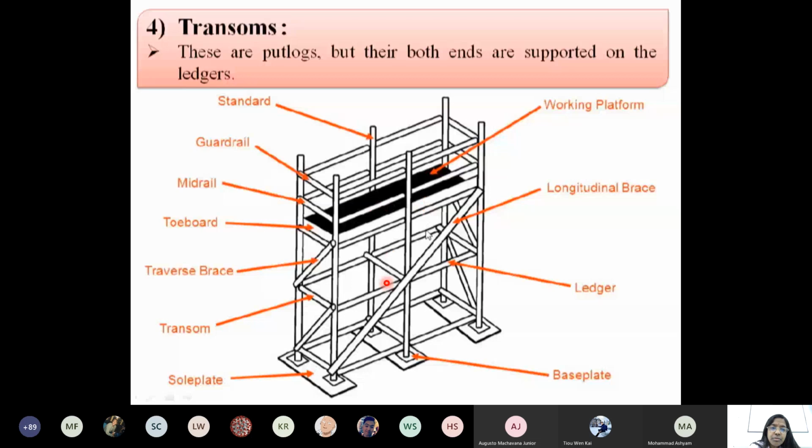Transoms. Transoms will be here. These are also called putlocks, but both ends are supported on the ledgers. See here, both ends, and these are the putlocks. Both ends are on the scaffolding.